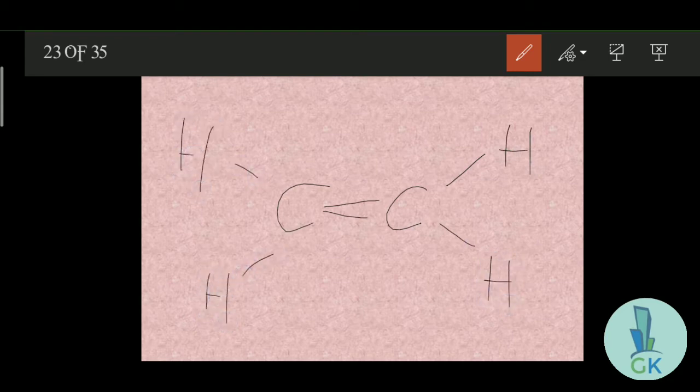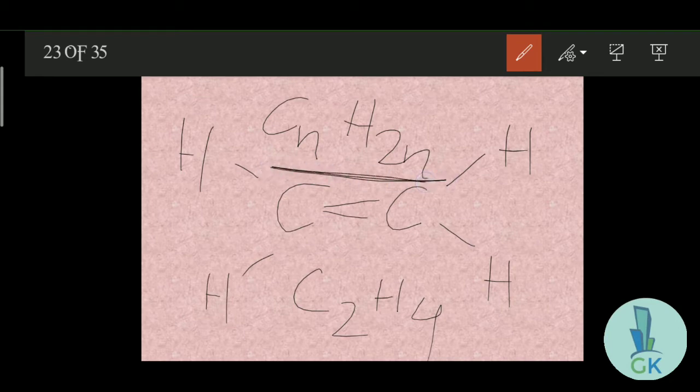I hope this is clear. And the formula is C2H4. Recall the general formulas. So the general formula was CnH2n. So I think this is fulfilled. Okay.